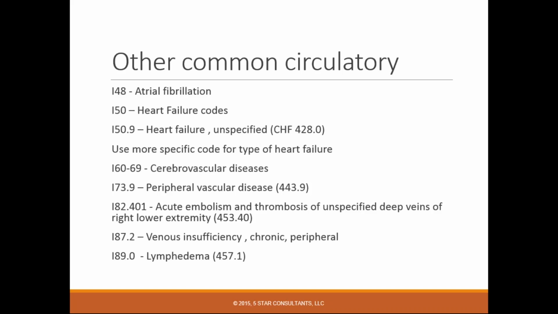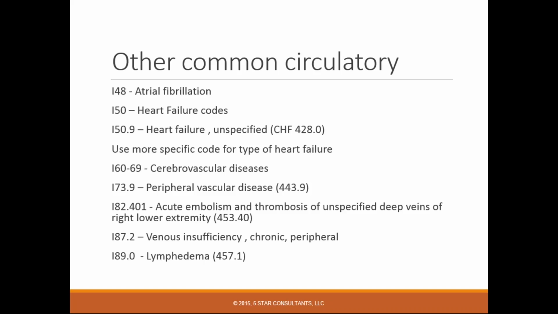Other common circulatory codes we use, I48 is our atrial fib. I50 is our heart failure code. Now, CMS did say when the grouper came out they were not going to give us a case mix on I50.9, heart failure unspecified. That equals our 428.0, CHF. And that was really disturbing because how often will we be able to get more specific? Well, hopefully more than we do now. We don't get, if it's diastolic or systolic or chronic on acute, we don't get the specifics very often now. Hopefully we will be, but don't panic. If you don't, you can use I50.9, and I've used that 1,000 times with dual coding already.